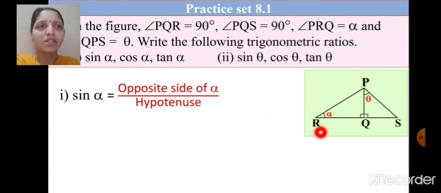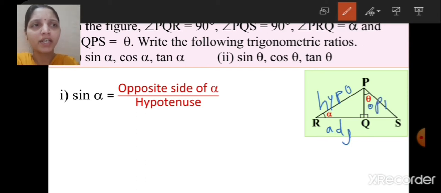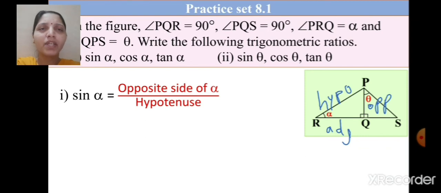Here we have to find sine alpha. That means you have to consider this angle, and according to that you have to find the opposite side and adjacent side. PR will be your hypotenuse, and for angle alpha this will be the adjacent side, and this will be your opposite side. So let's write down. Sin alpha is opposite side of alpha upon hypotenuse. What is the opposite side here? Side PQ. So PQ upon PR. That will be your ratio.